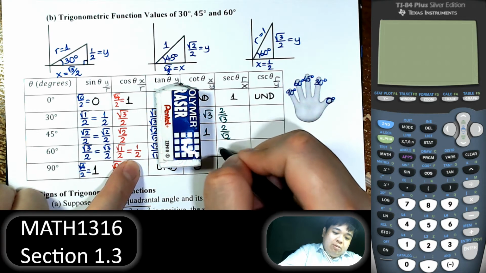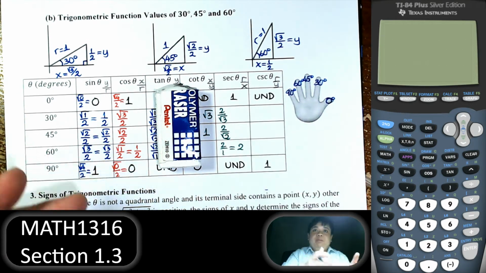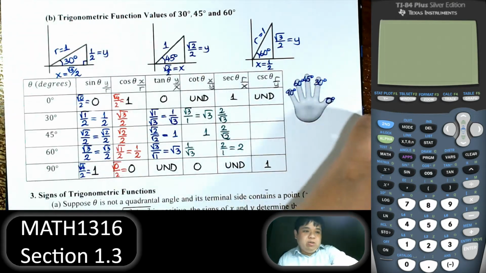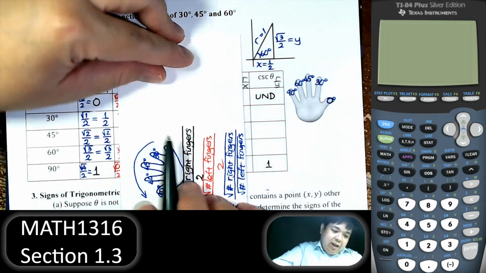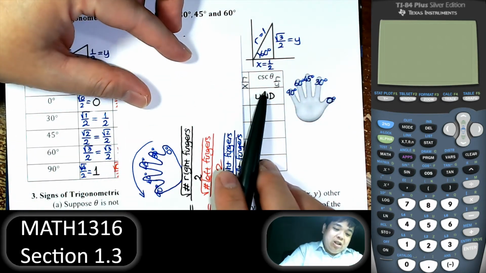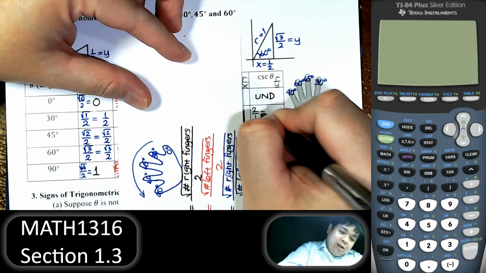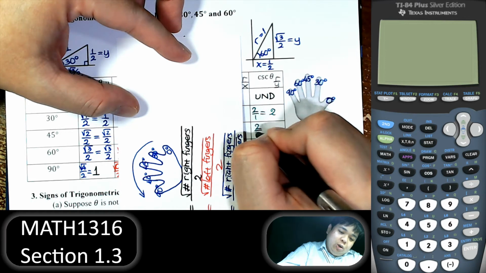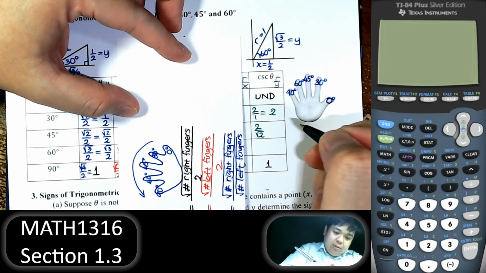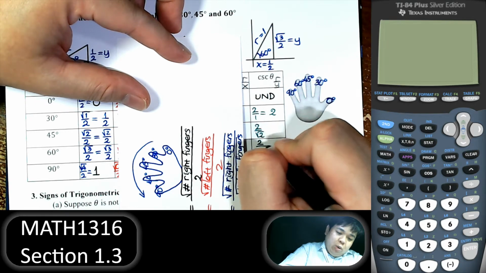1/2 or 2 over 1, which is 2. Yeah, just flip, and we have the other 3 trig functions. And the sine and cosecant are reciprocals of each other. 1 over 2, 2 over 1. Square root of 2 over 2, 2 over square root of 2. Square root of 3 over 2, 2 over square root of 3.